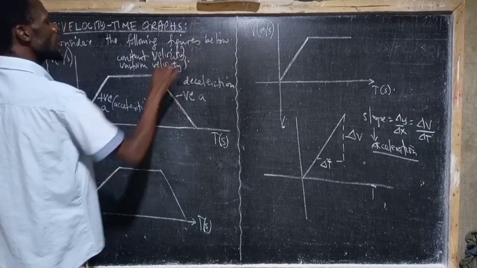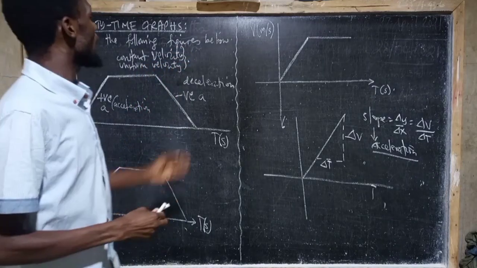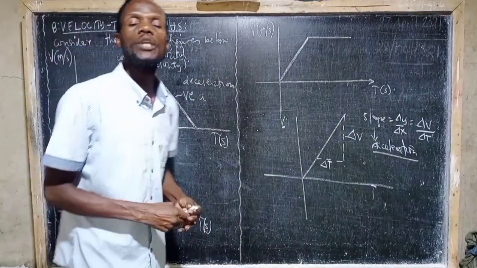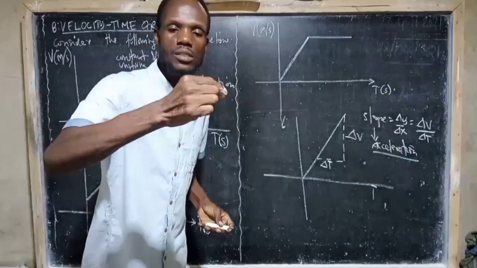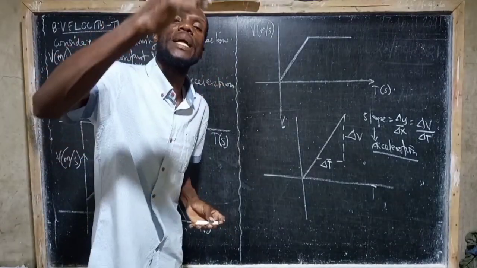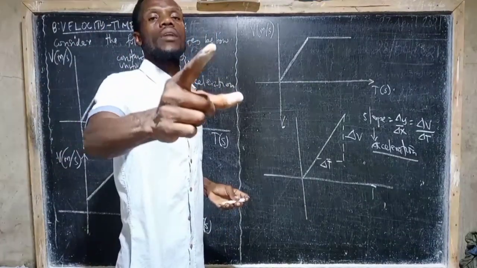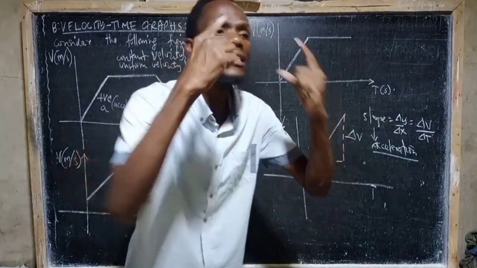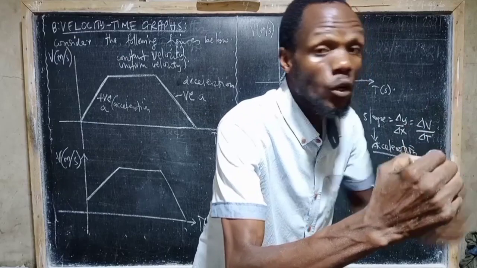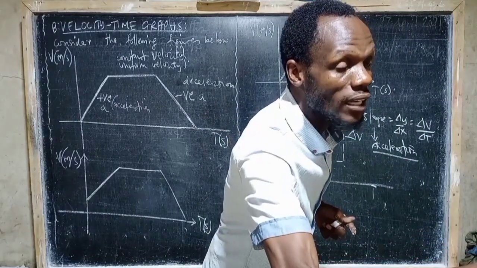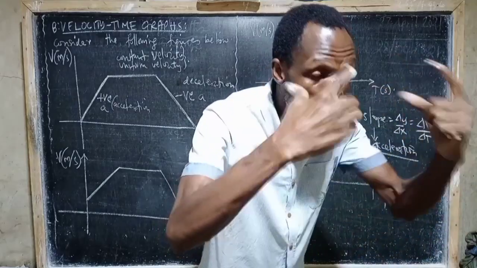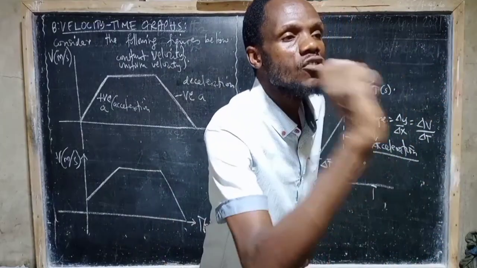Why is there no acceleration? This is the point that you have to remember. There is no acceleration at this point. Why is it so? Because there is no change in velocity. Acceleration will happen only if there is a change in velocity. If there is no change in velocity, there is no acceleration. That is a point that you have to remember, because if you are considering acceleration, you have to consider the change in velocity. In the absence of a change in velocity, there is no acceleration.